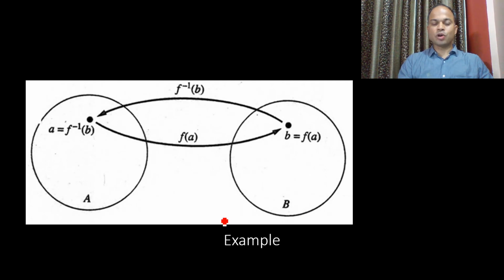And if we talk about the example, here we have say set A, here we have set B, and here we have function f. Function f maps from an element of set A into an element of set B. If we talk about the inverse, then from this element in B, we can get A here. This is the inverse of the function.